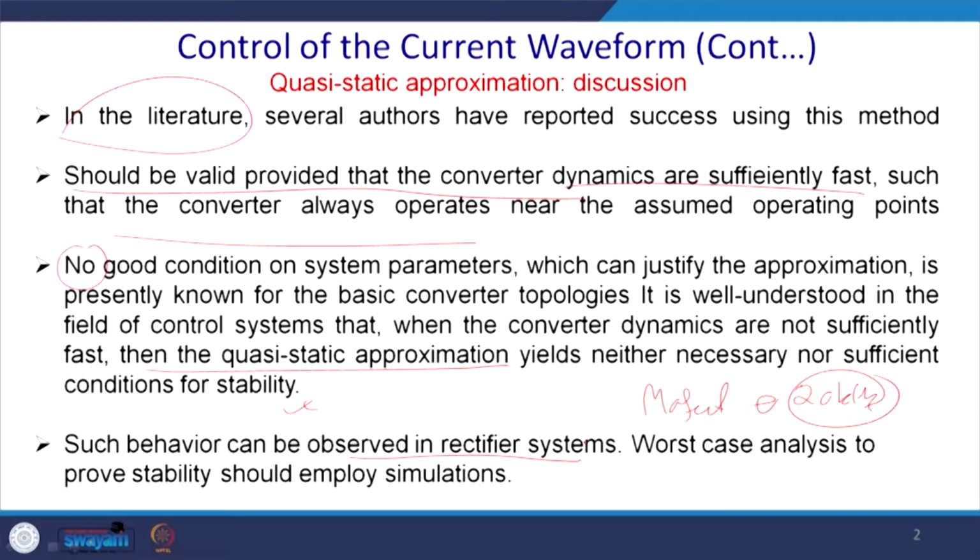Worst case analysis proves stability and should be employed for the simulation, in this case to check whether it performs best. In terms of simulation, we call it the Monte Carlo condition.